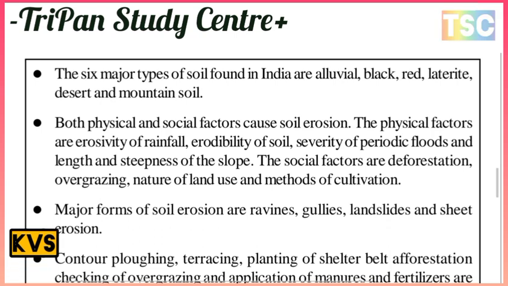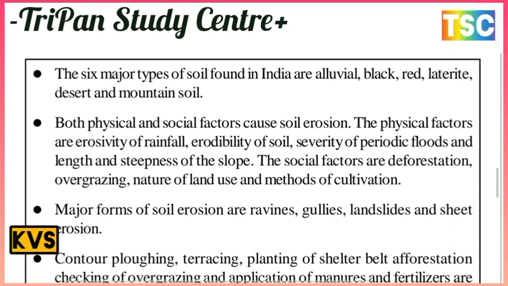The next important points in the box are the most notable here, so note them in your notebook. The first point: the six major types of soil found in India are alluvial, black, red, laterite, desert and mountain soil. And next, both physical and social factors cause soil erosion.